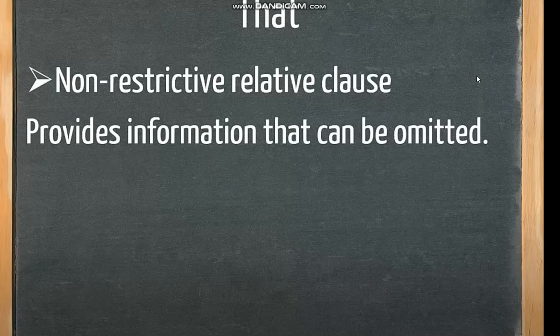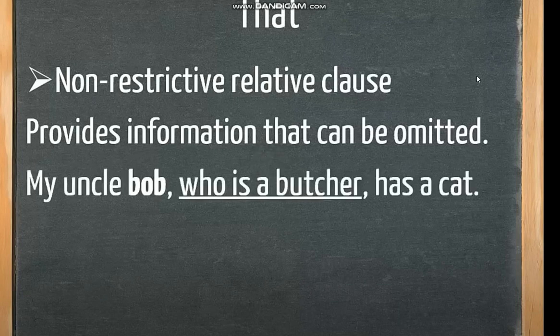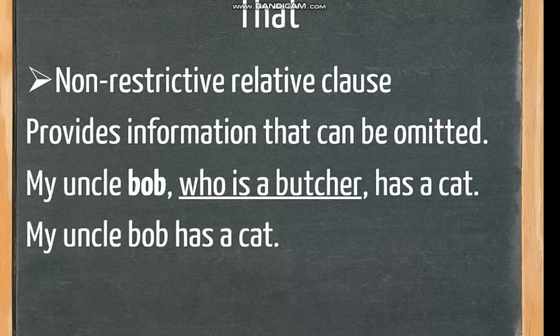Even after removing that part of the sentence, whatever comes after the pronoun, it does not make the sentence incomplete. The sentence can still be meaningful. For example, "My Uncle Bob, who is a butcher, has a cat." Now, the sentence "My Uncle Bob has a cat" is a perfect sentence which is grammatically correct and makes sense. So "who is a butcher" here is additional information, but it's not essential to making the sentence grammatically correct or coherent.